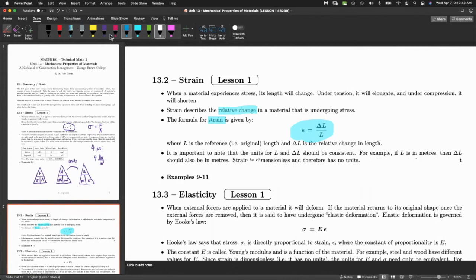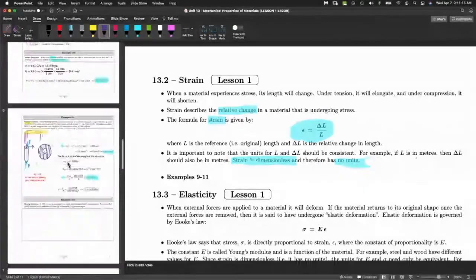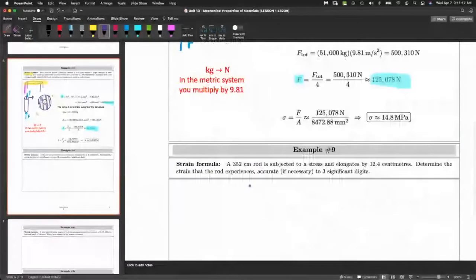Anyway, an important point is that strain is dimensionless, it has no units. The reason is that you're dividing length by length, and those length units are consistent, so you should have no units in your answer. Typically, strain is expressed possibly as a percentage. I won't say it always is, but it's common to see strain as a fraction or a percentage. So let's take a look at an example.